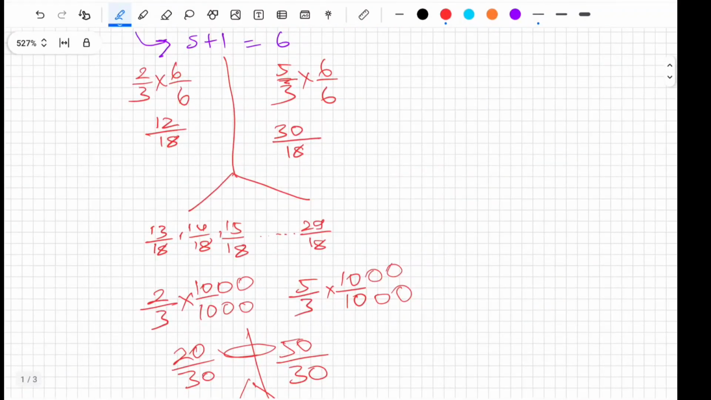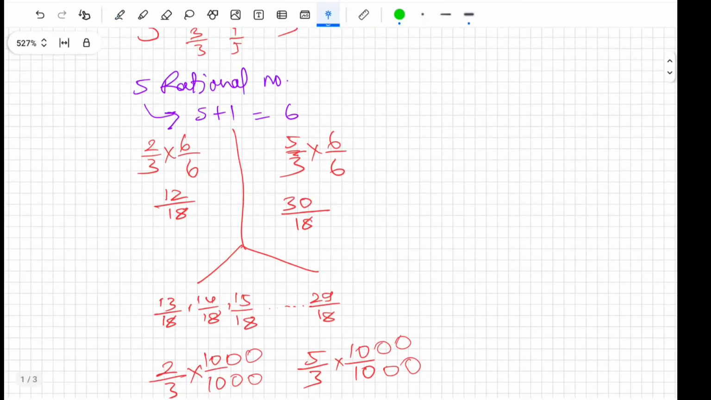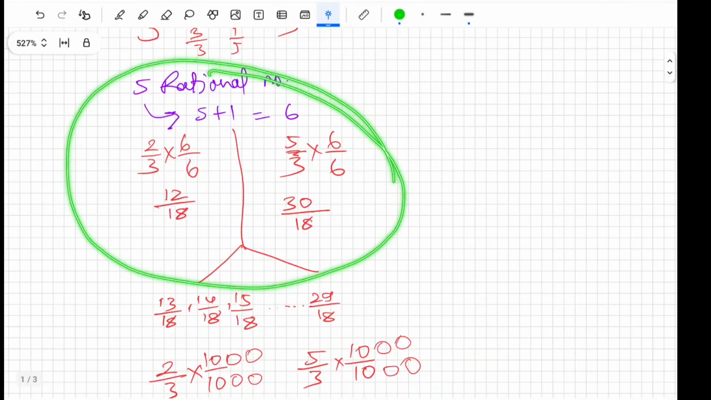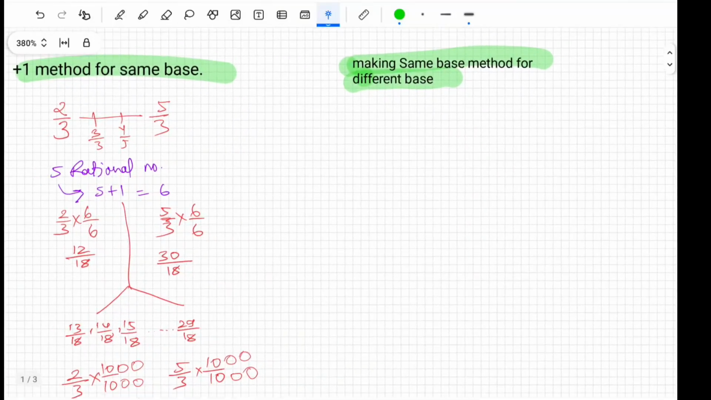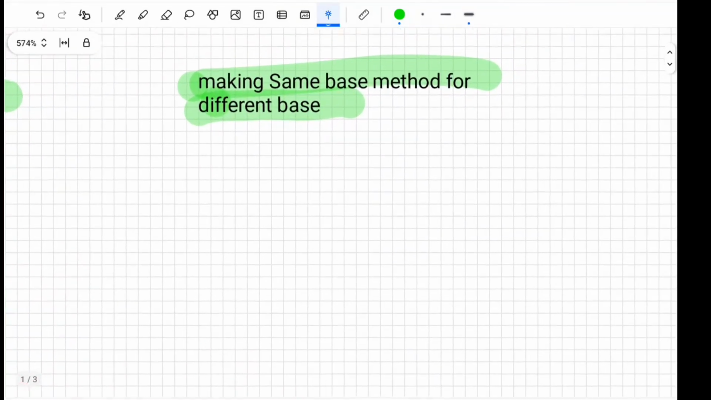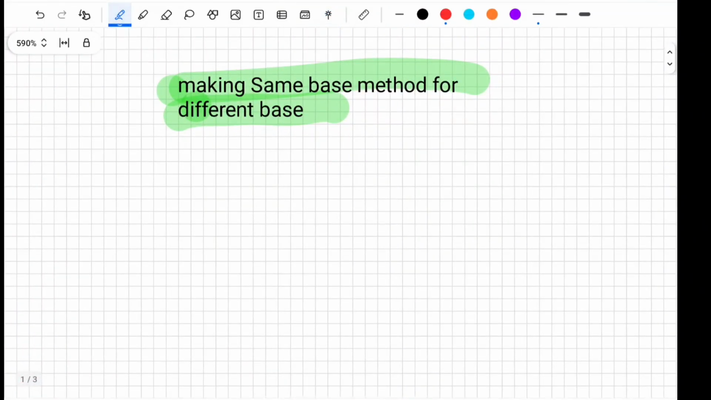But in your syllabus you will be able to solve all the questions from this technique, the plus one method. Okay, but there are some cases where the base is different. So how will you calculate rational numbers between those two numbers?